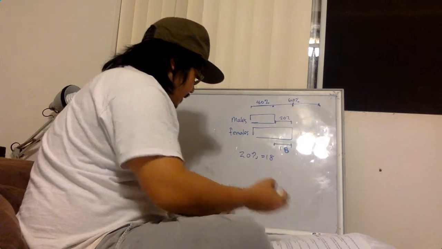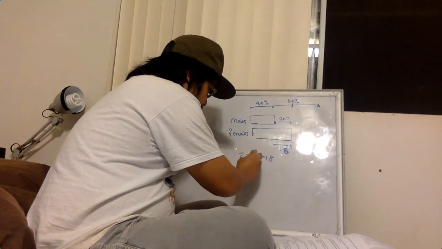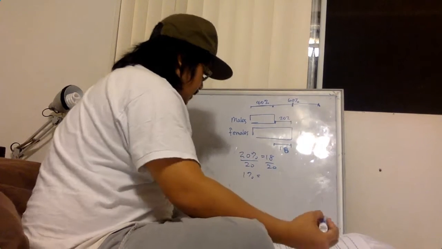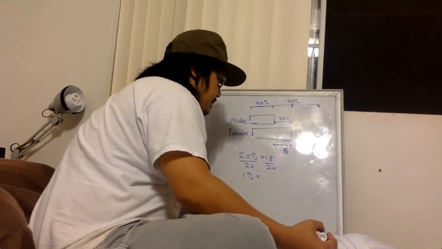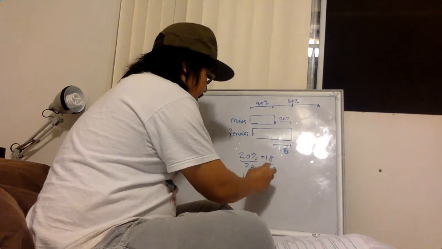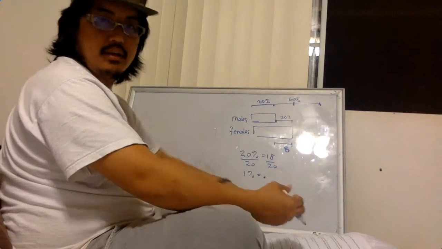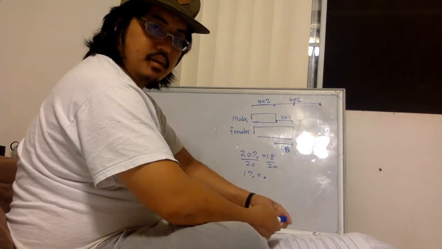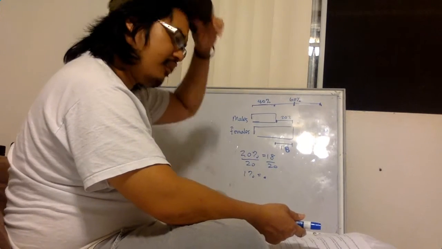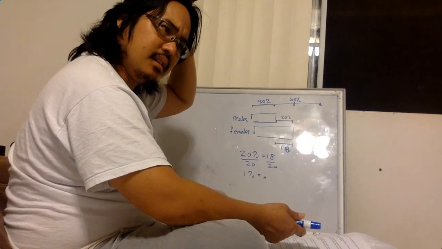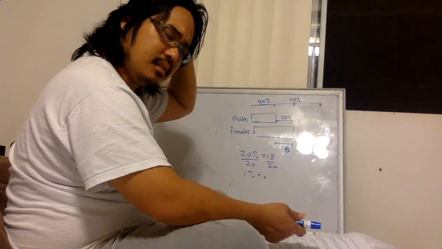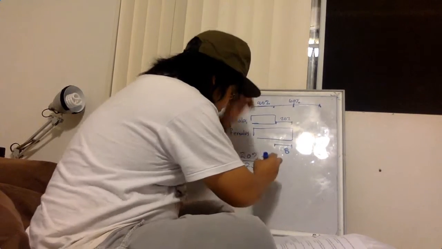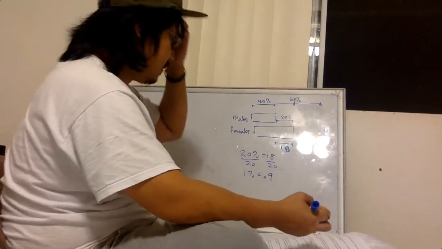All right, well, as soon as I have that, I'm able to go with the unitary method now. 1% is 18 divided by 20. Let's see if I can do that in my head. You won't be able to do that in your head. You'll have to use long division, but after you use long division, you'll get the same answer. 18 divided by 20 is 0.9, I think, yeah. 0.9.